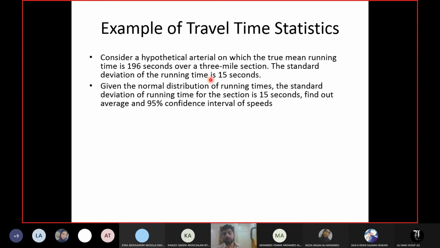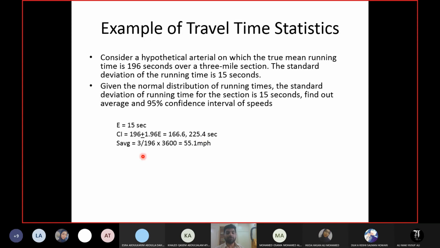So E is given as 15 seconds, and I will assume that right now. The confidence interval is mean plus minus 1.96 E. The mean is 196, E is 15 seconds, and if you add and subtract, you get 166.6 and 225.4 seconds. This is the confidence interval of running time. Now you will use these times to calculate the confidence interval of speed.